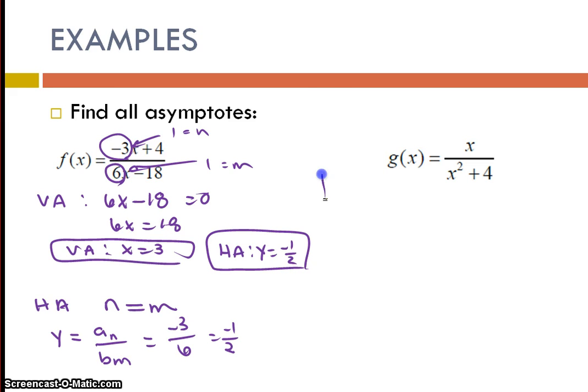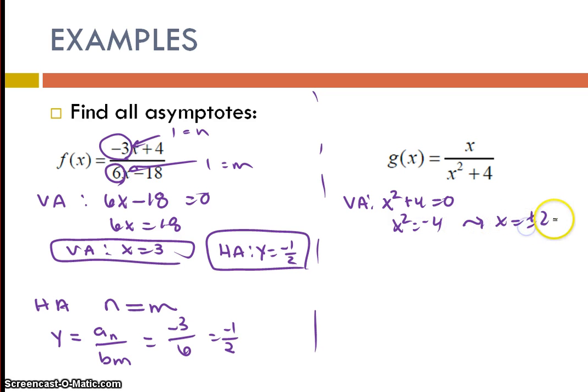For g of x, we can look at the vertical asymptotes. You set your denominator equal to 0. x squared is negative 4, which tells you x equals plus or minus 2i. We don't have imaginary asymptotes, so that tells me there are no vertical asymptotes.